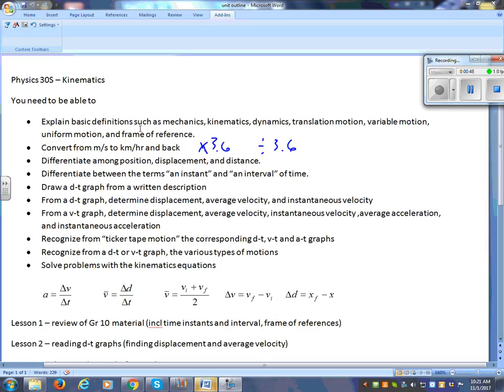Differentiate amongst position, displacement, and distance. You should know the difference between those. Position is where it is. Displacement is how far and in what direction it goes. And distance is how far it goes, with no regard for direction.